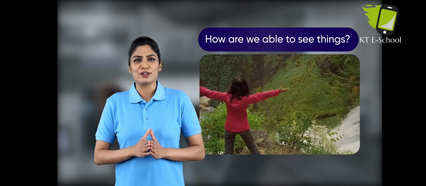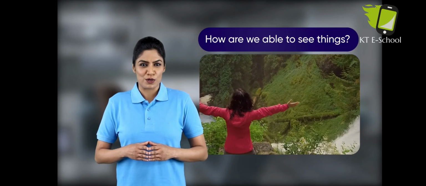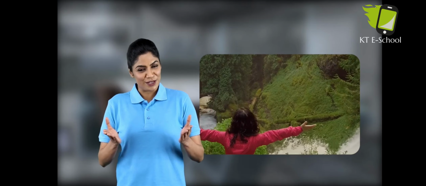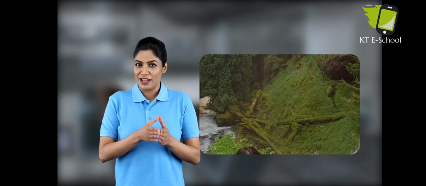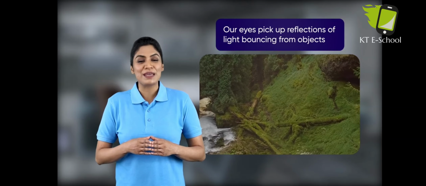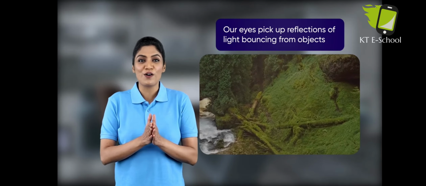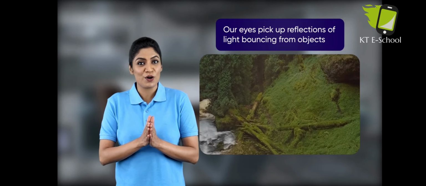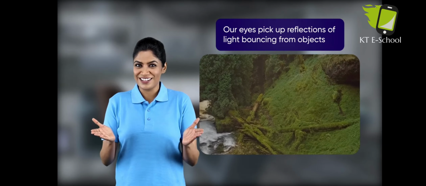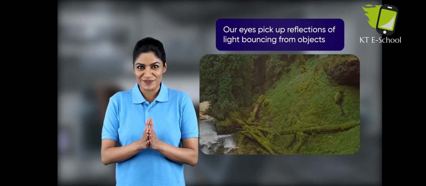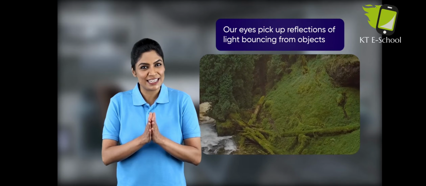Have you ever wondered how we're able to look out at the wonderful world around us? Well, the way we see relies on our eyes picking up reflections of light bouncing off objects. With no light, there'll be nothing to see. Let's discuss reflection in detail.